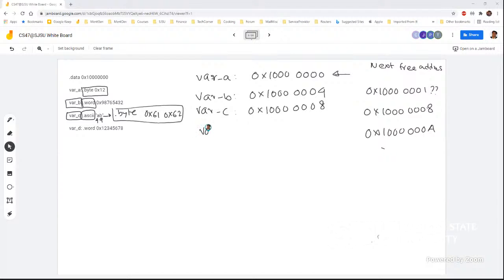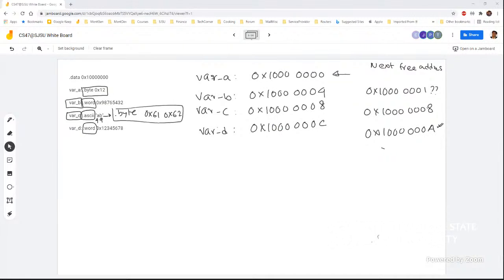Now var D is a word. Can I place a word at this address? It's not possible, right? It is not divisible by 4. So what is the next free address divisible by 4? It is 1000000C. So that's what you place there. And that's how you calculate the label addresses.